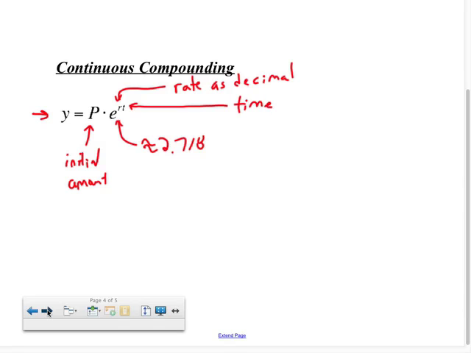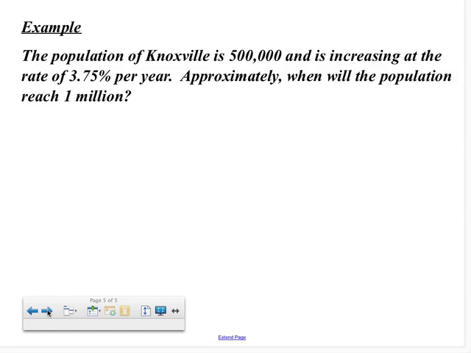So for our last slide, let's say the population of Knoxville is 500,000 and it's increasing at a rate of 3.75% per year. Approximately when will the population reach 1 million? It doesn't tell us to use the continuously compounding formula, so I guess I'm not going to. I'm going to use y equals k times a to the x power. So I would put in 500,000 for the initial amount. My multiplier, let's see, I have 3.75% growth, so that would be 0.0375 as a decimal.